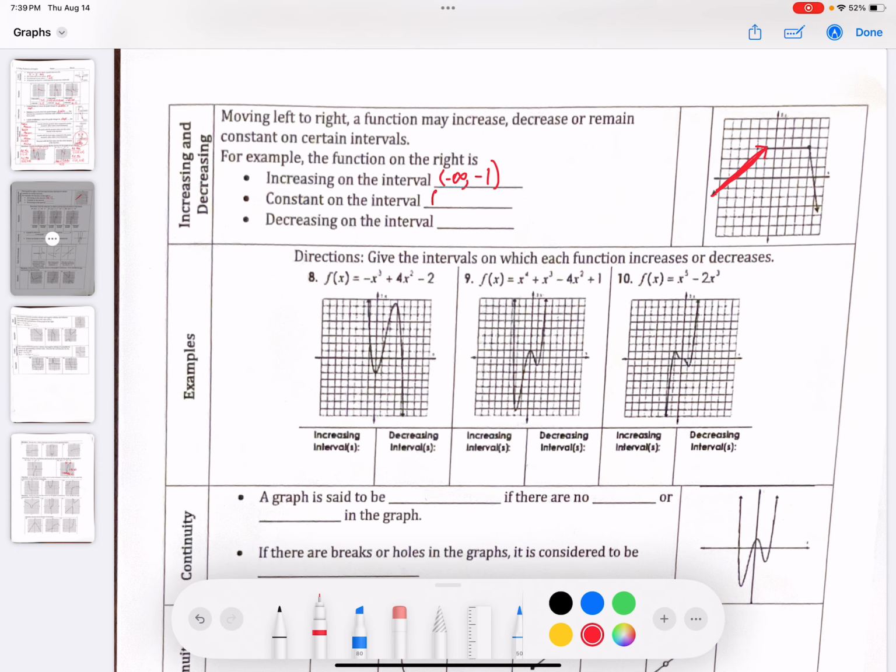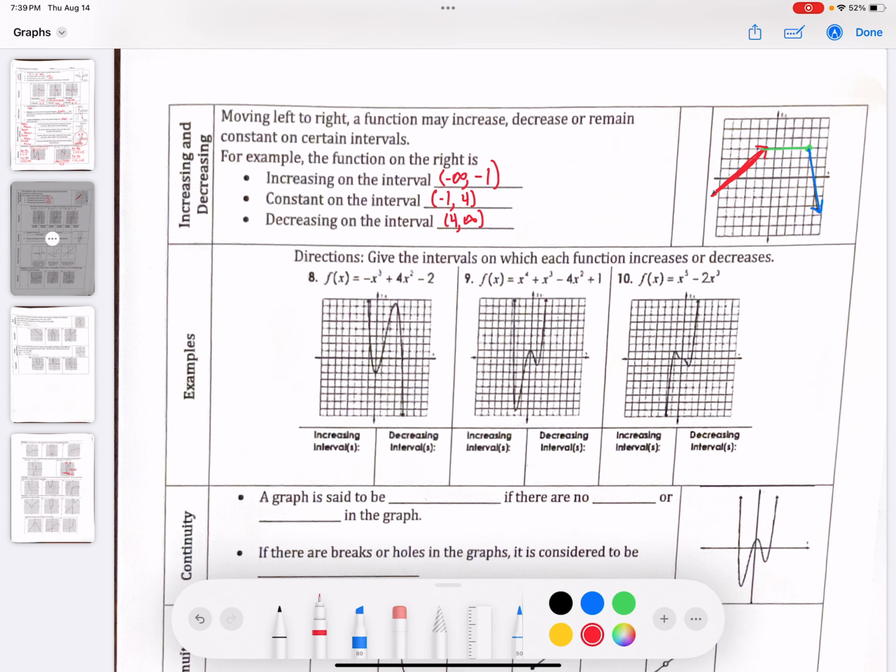Then from -1, let me change colors here. So green, -1 over to 4 is a constant interval, meaning it doesn't go up or down, it just stays flat. And then last is from 4 to positive infinity, it is decreasing.